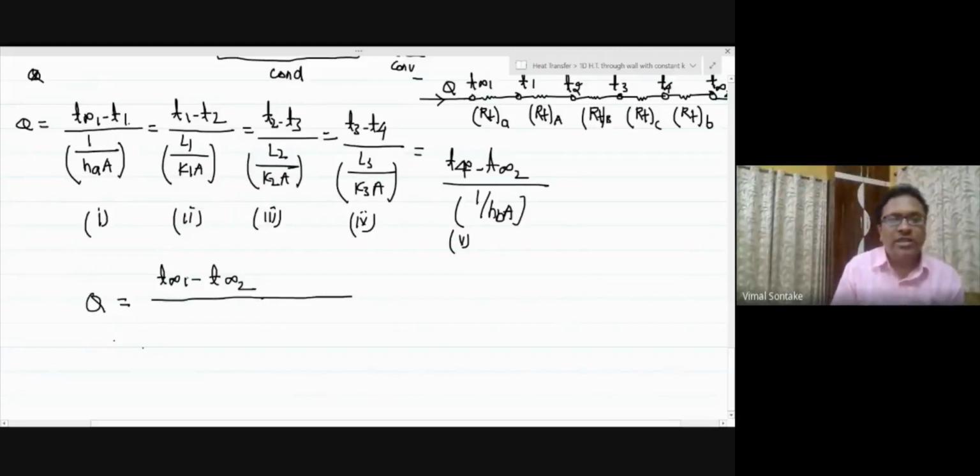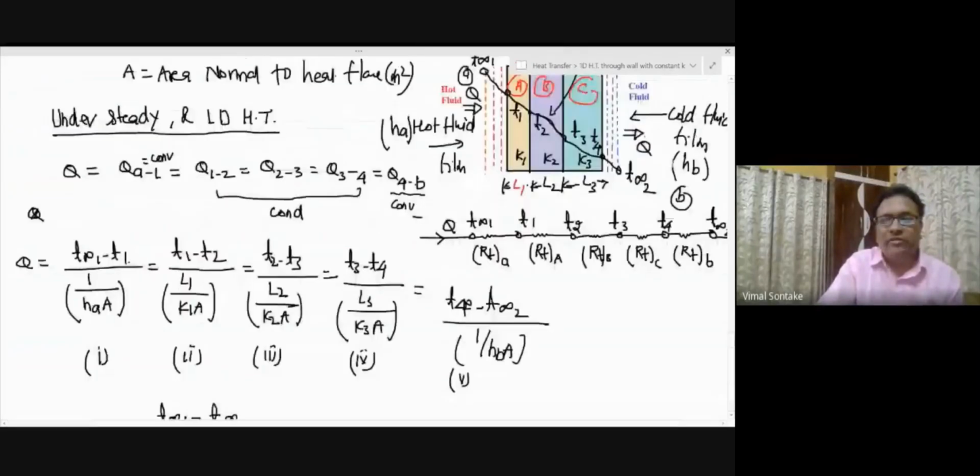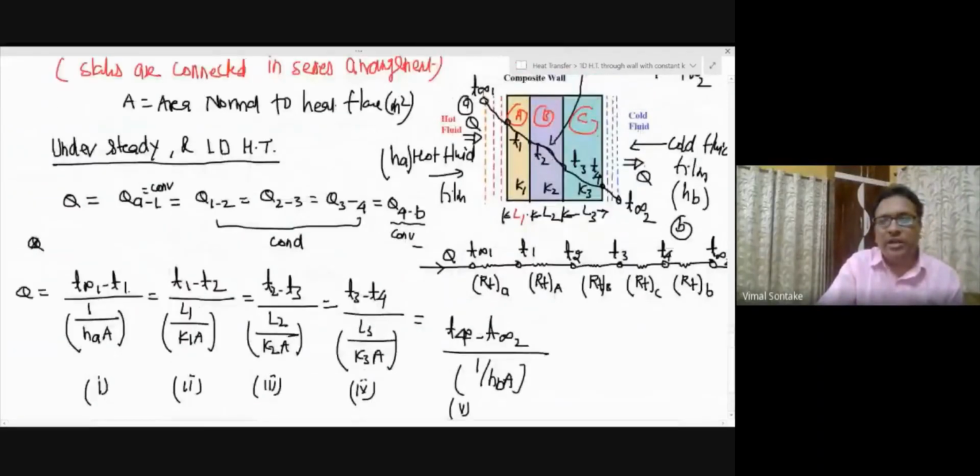So if I am considering T infinity 1 and T infinity 2, in between these two temperatures, what are the materials coming into picture? It is the hot fluid, material A, B, C, and cold fluid film. So their thermal resistances will come into picture and will get added up as a total thermal resistance offered to the path of heat flow.